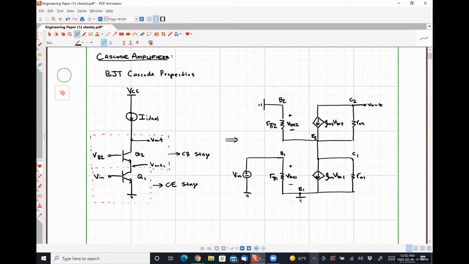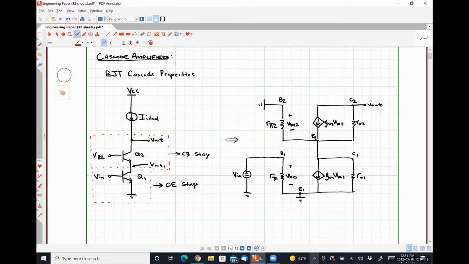Where'd our ideal current source go? The small signal model for an ideal current source, or a current source that is turned off, would be an open circuit. This is why it doesn't show up, right? It's just the open circuit connected from here with respect to ground. It's an open circuit. It does not need to show up in our model.